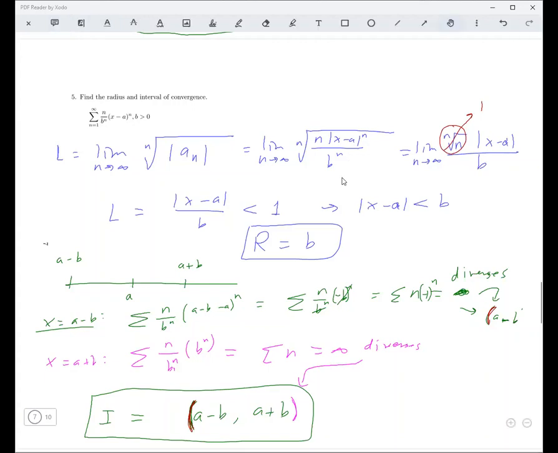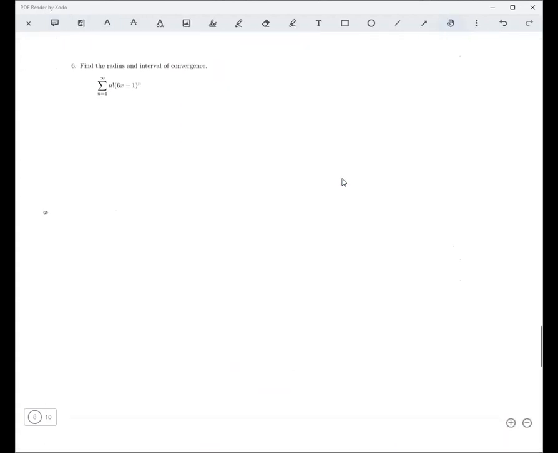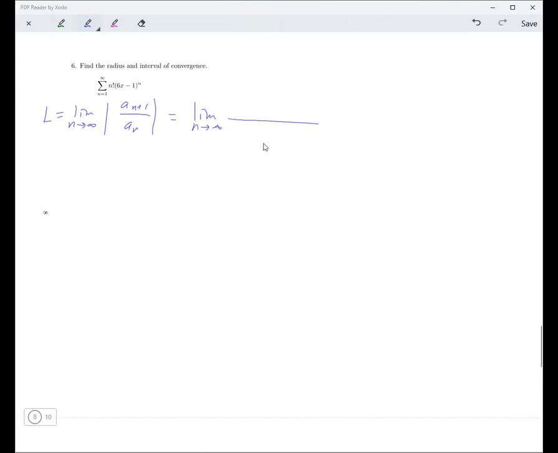Great. Let's look at number 6. When you see factorials, then you have to do the ratio test. Other things are not going to work too well. So L is the limit as n goes to infinity of a n plus 1 over a n in absolute value. Put all this in the denominator, and then put the n plus 1s up in the numerator.